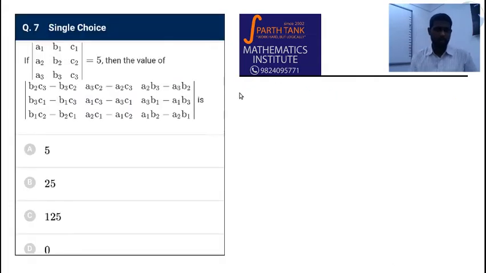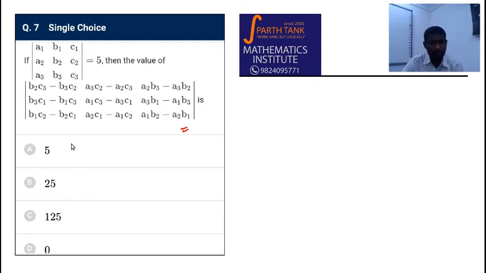Okay, question number 7. A1, B1, C1, A2, B2, C2, A3, B3, C3 is 5. Then the value of this. Now if you see close enough, B2, C3 minus B3, C2 is the cofactor of this element. And then cofactor of this would be A2, C3 minus A3, C2, which comes here with a minus, of course, so it's reversed.